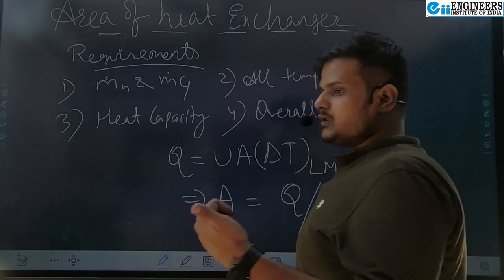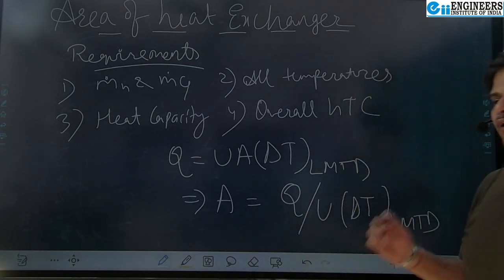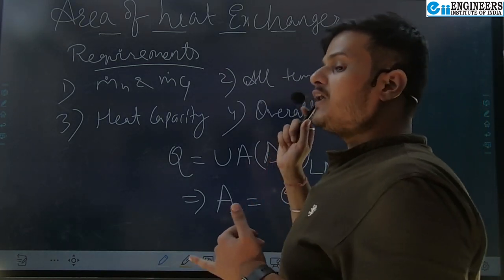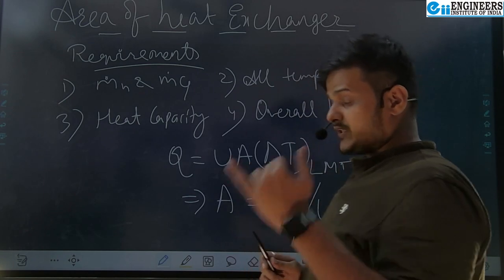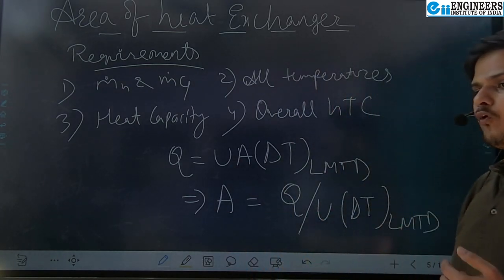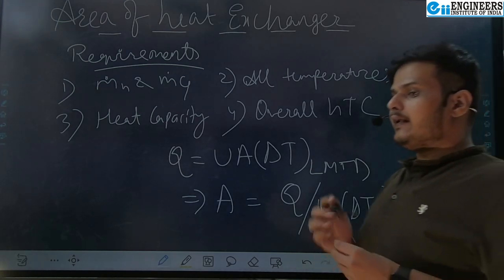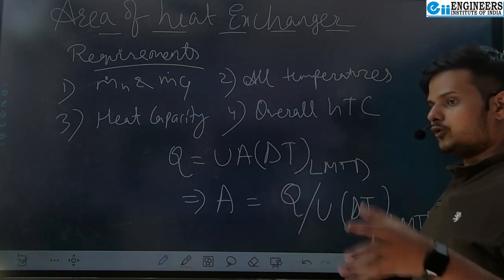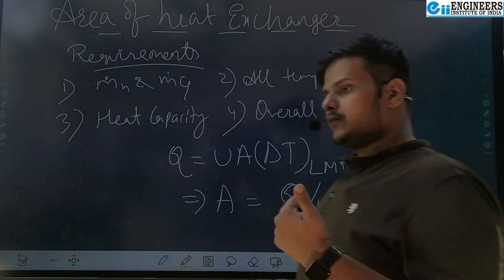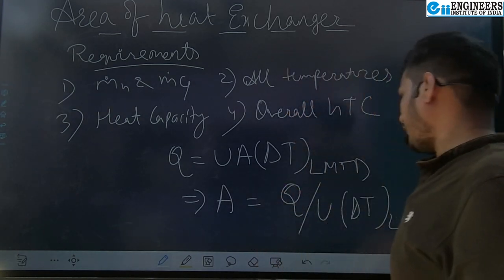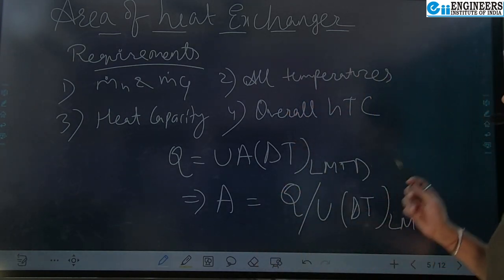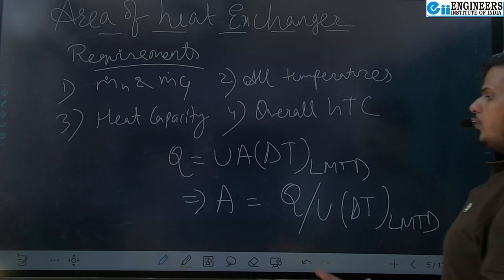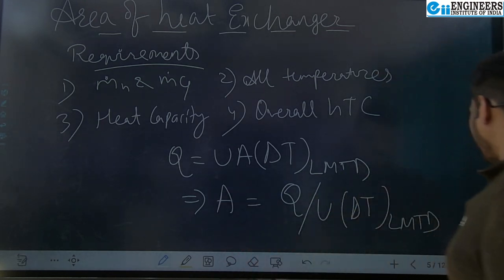For the energy balance equation, what all do we need? We need the mass flow rate of both the hot fluid and cold fluid. We need the specific heat, that is the heat capacity, for both the hot fluid and cold fluid. Then we have to know all the inlet and exit temperatures of both the fluids. Then one more parameter that we have to know is the overall heat transfer coefficient U. So by keeping all these in mind, we can go and determine the area of a heat exchanger.